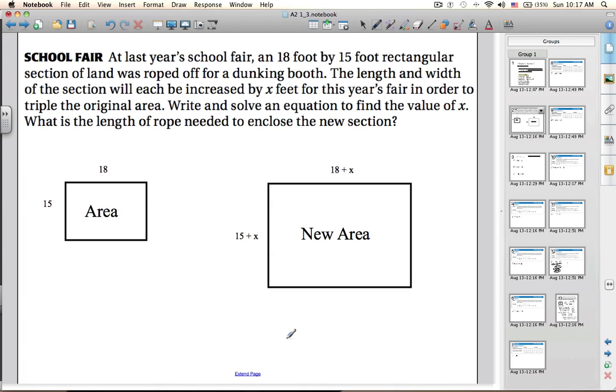The type of problem that we might solve using the skills we're working on here is this problem. At last year's school fair, they had an 18-foot by 15-foot rectangular section of land that they roped off for a dunking booth. They decided it was too small and they needed 3 times that amount of area. So now they want to lengthen each dimension by the same number of feet so that we can triple the area, and then we have to get the right amount of rope to put around that area and keep people out. So how do we go about doing that? As we go through, we're going to practice some skills, and as we finish, we're going to solve this problem.